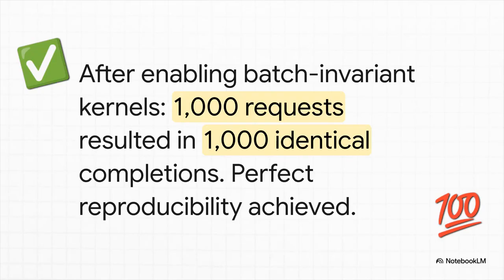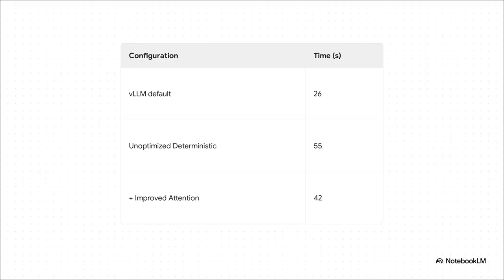And now, the moment of truth. After enabling our new batch-invariant kernels, 1,000 requests, 1,000 bit-for-bit identical completions, perfect mathematical reproducibility. This is the proof. The theory was right, and the solution works. Of course, the next question on every engineer's mind is, what's the performance hit? And, there is one. An unoptimized version is about twice as slow, but once you start tuning, like with an improved attention kernel, you can claw a lot of that performance back. It's not free, but it's definitely within a very usable range for many applications.